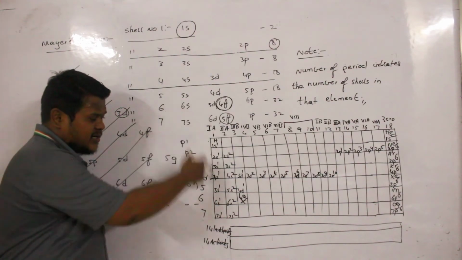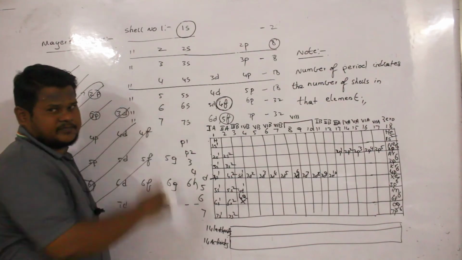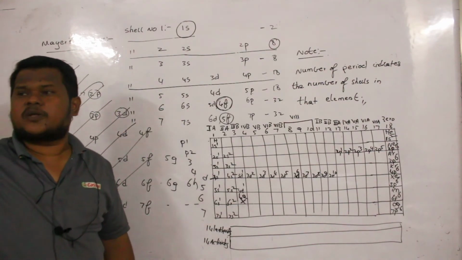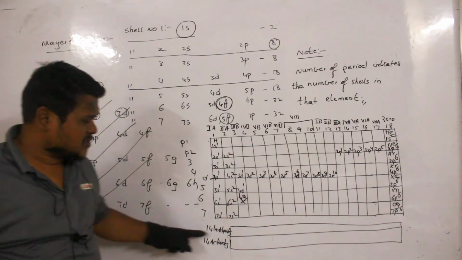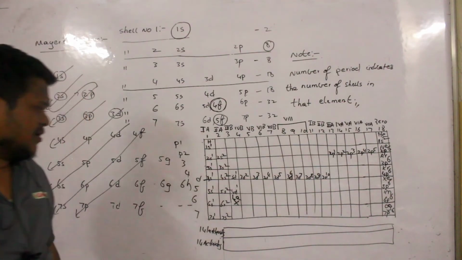Okay, so what is the period number? Period number is 6. Group number 3. So in period number 6 and group number 3, we are placing all the 4F elements. And all the 4F elements, we call them lanthanides. Clear, all of you, how we are filling the periodic table?